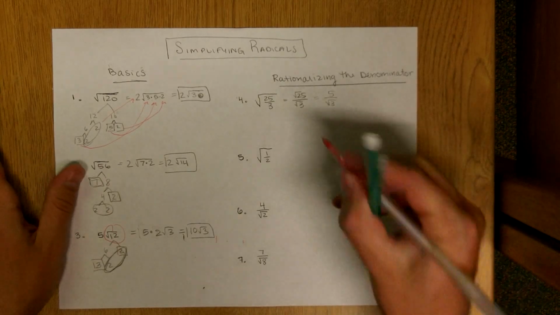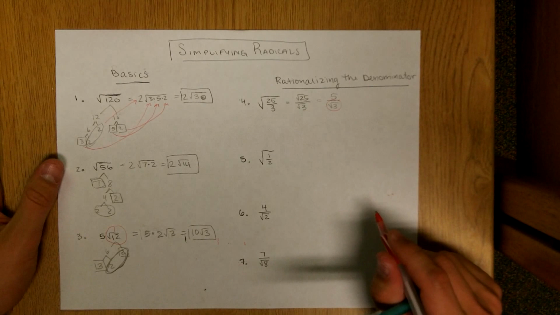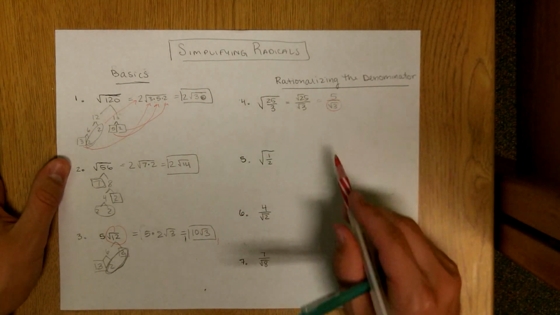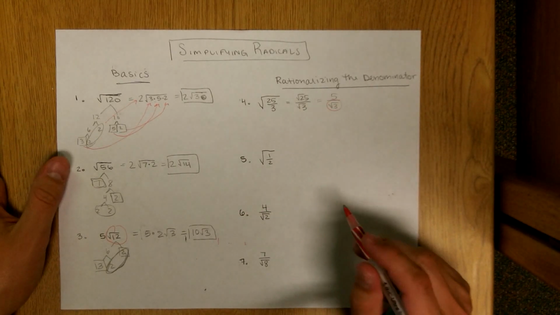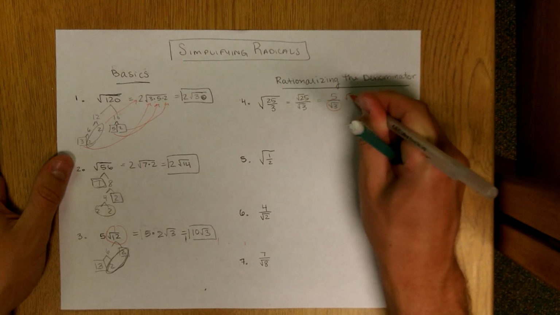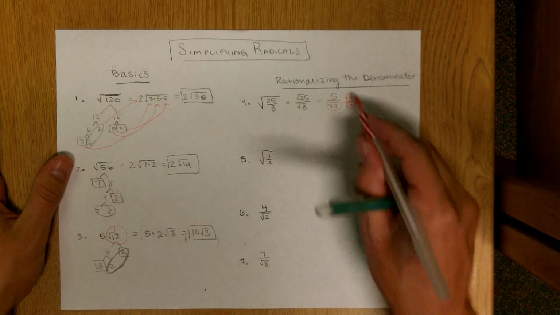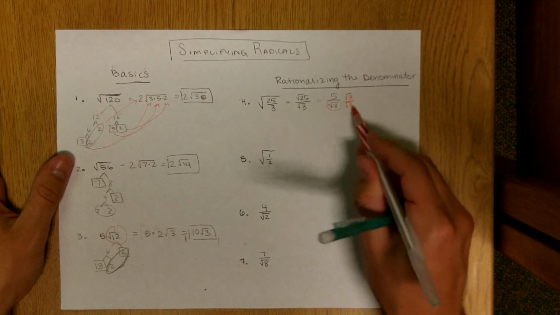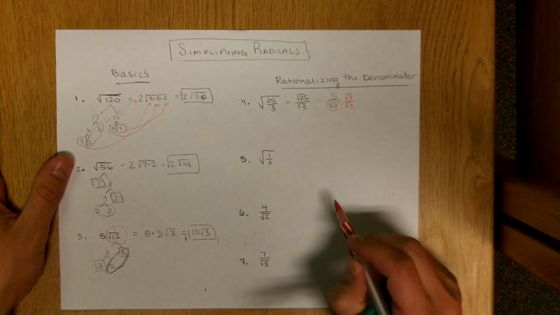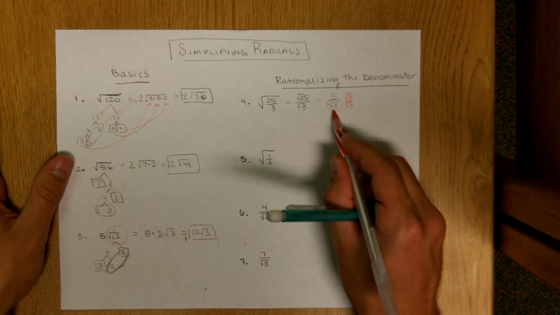But we do not want the square root of 3 in the denominator. It's just not proper form. So we need to rationalize the denominator. How we do this is we multiply by 1 to get that square root of 3 out of the denominator. So I'm going to multiply by square root of 3 over the square root of 3. Anything over itself is 1, so this is multiplying by 1 right here. The reason why I chose square root of 3 is because that's what was in the denominator.